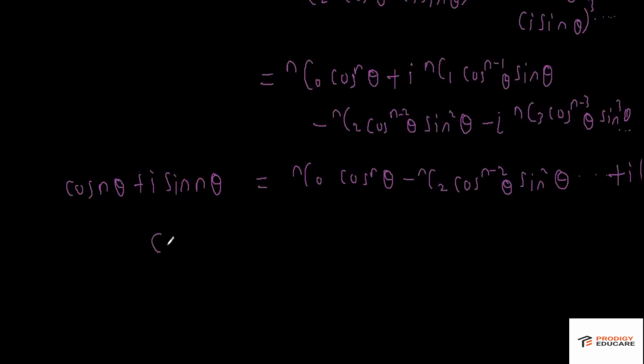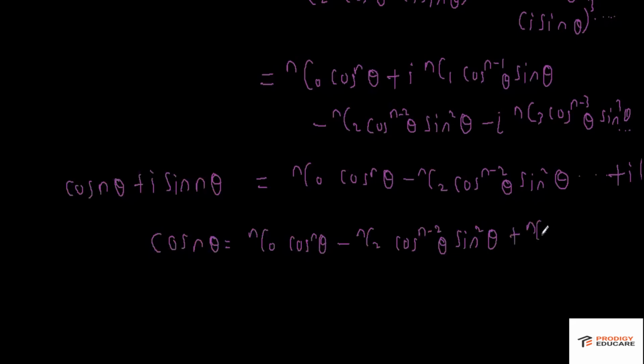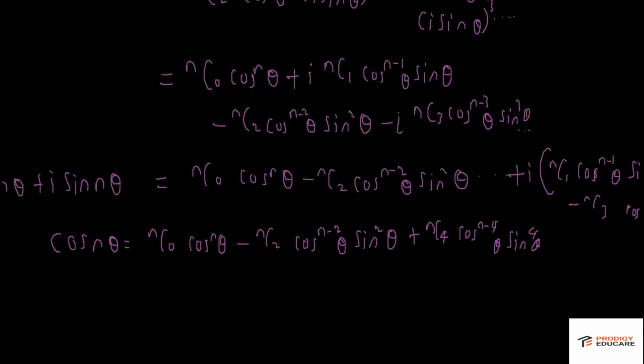So the formula is simple, that is cos n theta is given by nC0 cos^n theta minus nC2 cos^(n-2) theta sin^2 theta plus nC4 cos^(n-4) theta sin^4 theta, and so on. It depends on n how many terms there are in this.